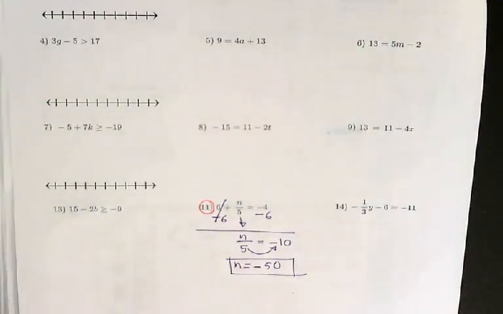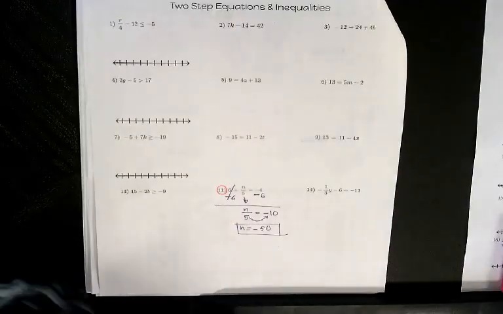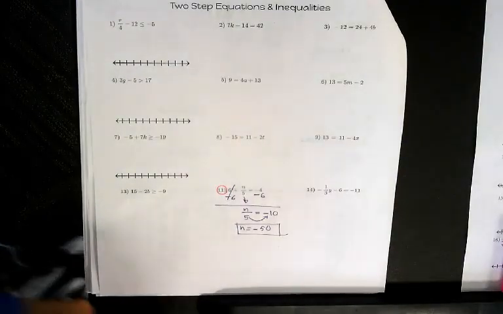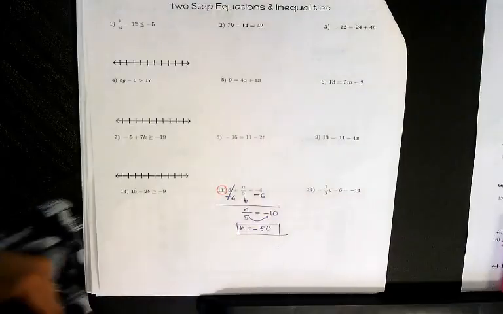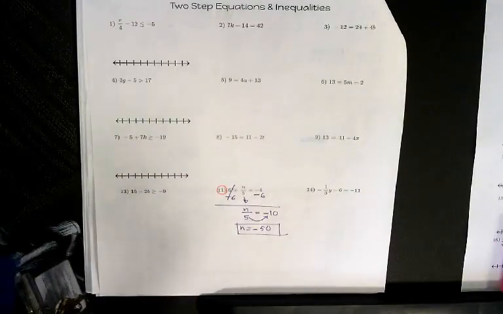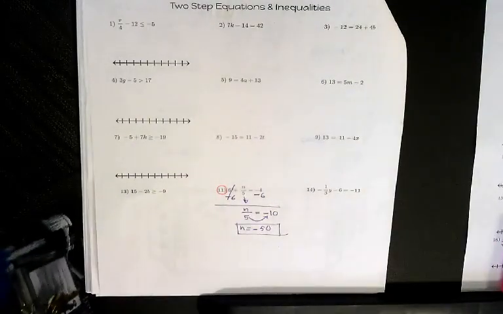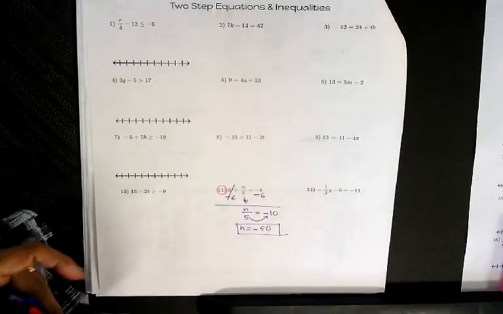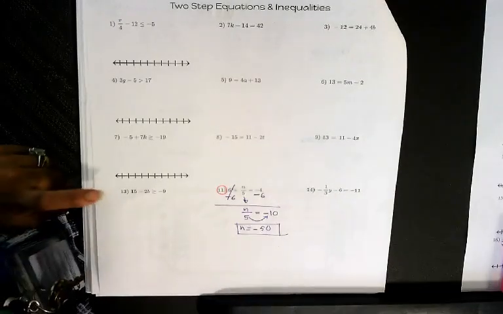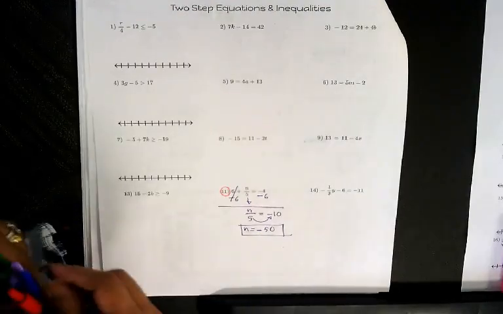All right. Look at the inequalities now. It's the same thing. Nothing changes, but the only thing that is different is if you are dividing with a negative number, it's going to change the sign. I'm working on number 13 over here. Let me show number 13 here. Let's pay attention, please.